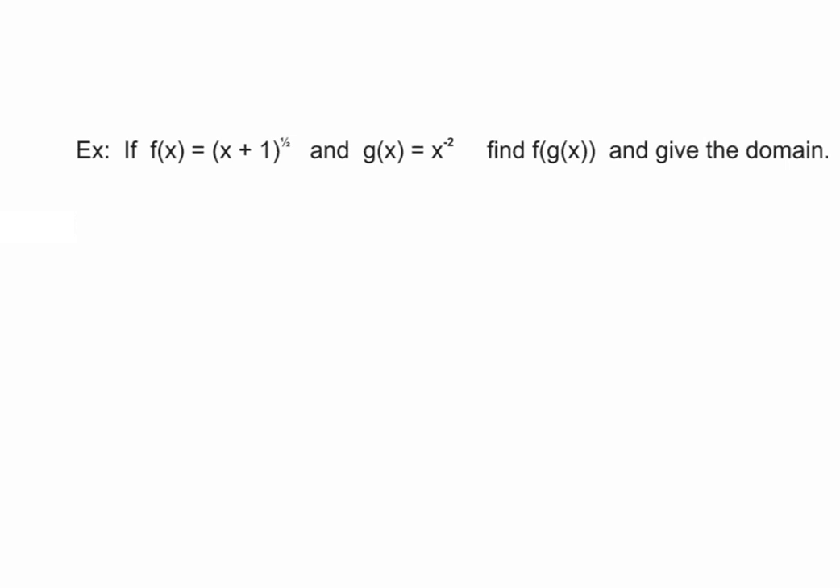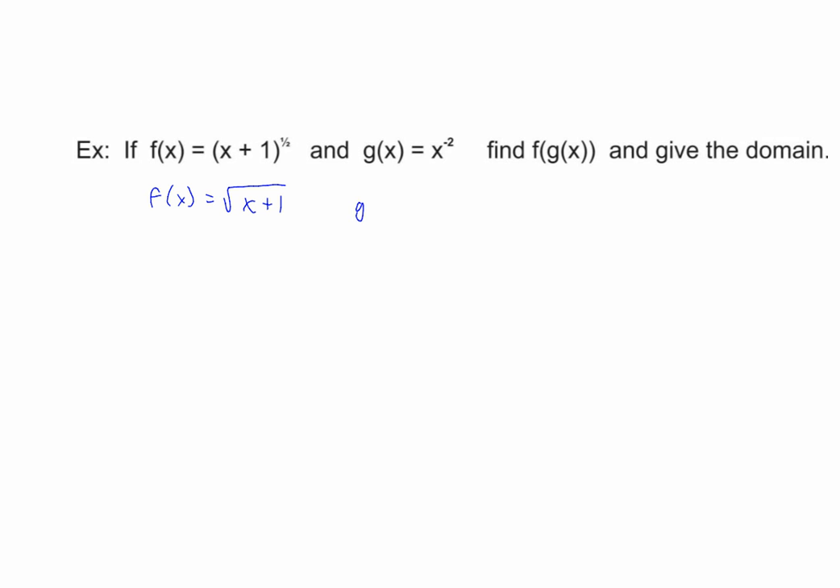All right, last question. If f of x equals the quantity x plus 1 to the half, and g of x equals x to the negative 2, I'm sorry, find f composition g of x and give the domain. Okay, we can handle this. Let's change the form a little bit. Would you agree that the f of x function is what kind of function? Right, last chapter, what's a half exponent? And hopefully you say, okay, that's a square root. I can do that. So f of x equals square root of x plus 1.